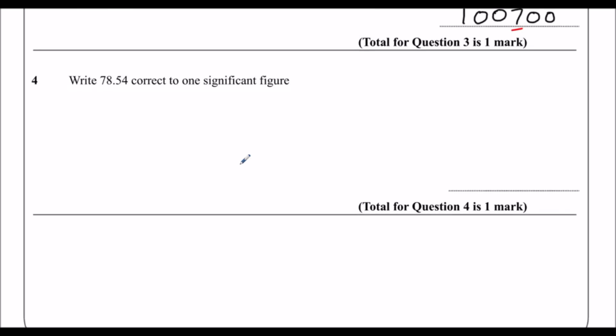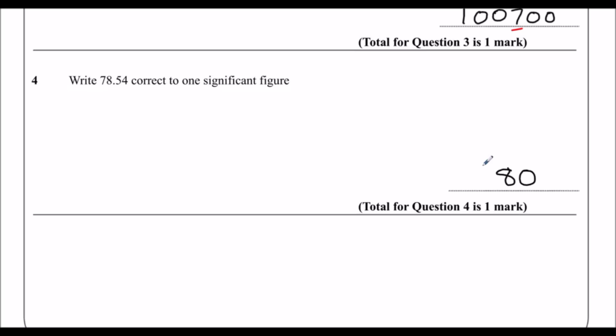Question 4. Write 78.54 correct to one significant figure. So one significant figure means we're only looking for one non-zero number. So the one significant figure is going to be the first one, which is the tens. So we're going to round to the nearest 10, and it's closer to 80 than 70. 8 is 5 or above, so it rounds up to 80. So it's 80.